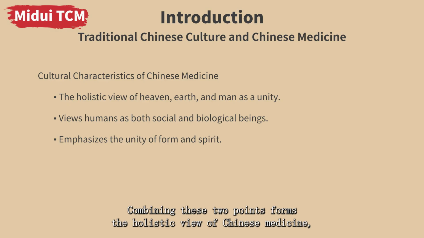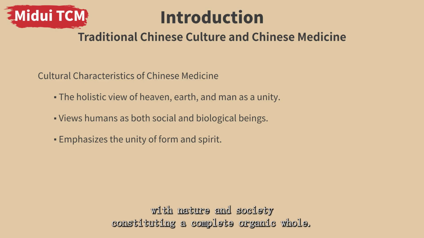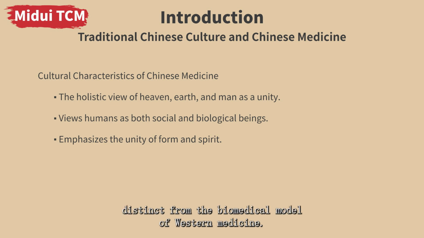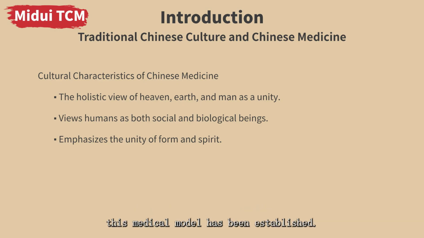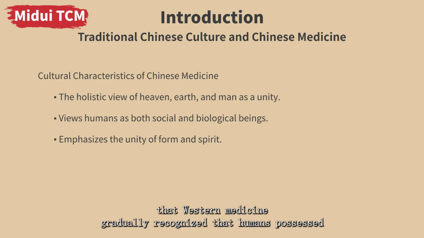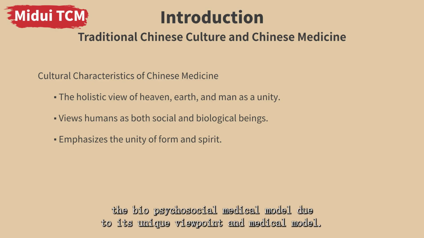Combining these 2 points forms the holistic view of Chinese medicine, which connects humans with nature and society, constituting a complete organic whole. This viewpoint serves as the medical model of Chinese medicine, distinct from the biomedical model of Western medicine. Since the formation of Chinese medical theories in the Inner Canon of Medicine, this medical model has been established. It was not until the mid-20th century that Western medicine gradually recognized that humans possess not only biological attributes, but also social attributes, emphasizing the biopsychosocial medical model.